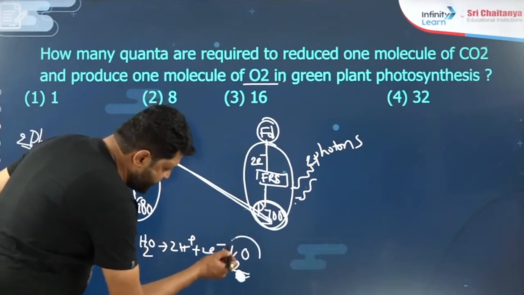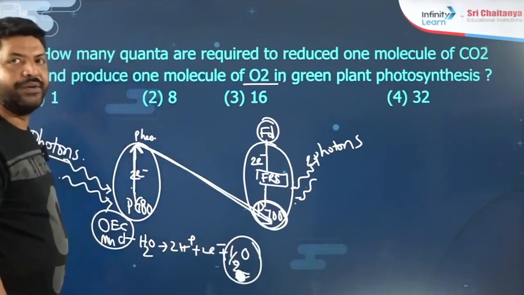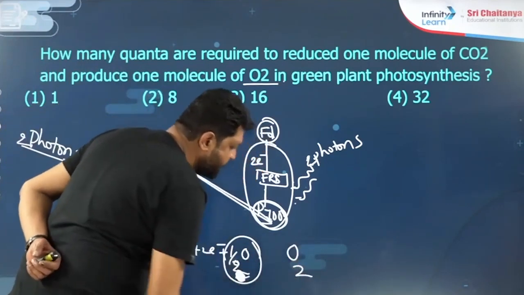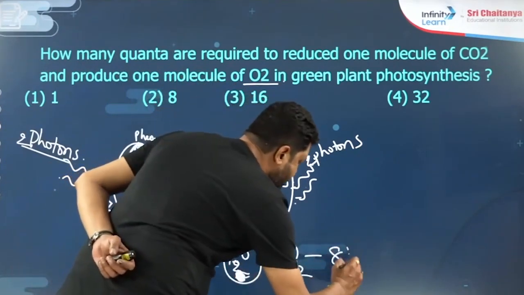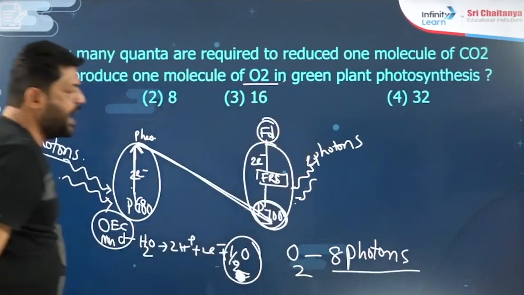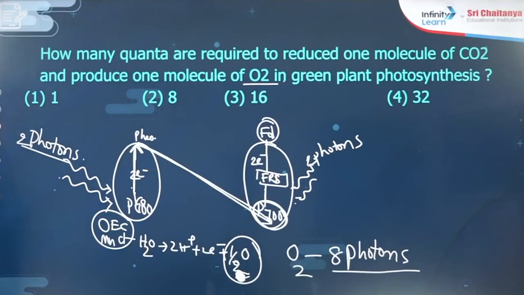How much oxygen is released? Half O2 is released. So then it is very easy. For the liberation of 1 O2, 8 photons of light are required.